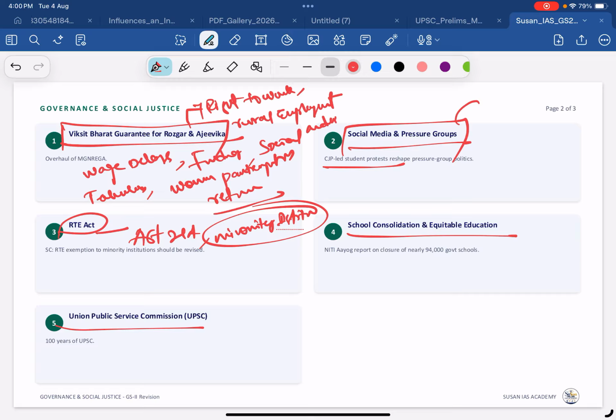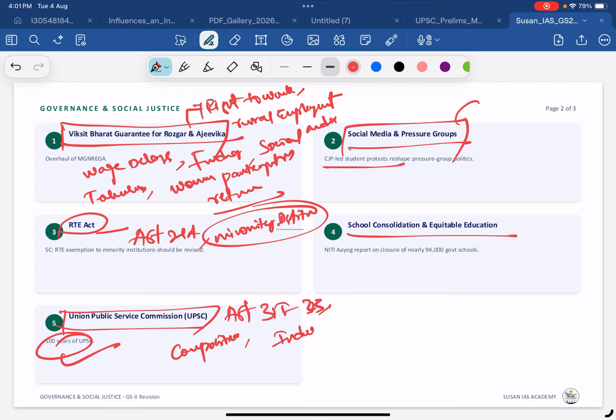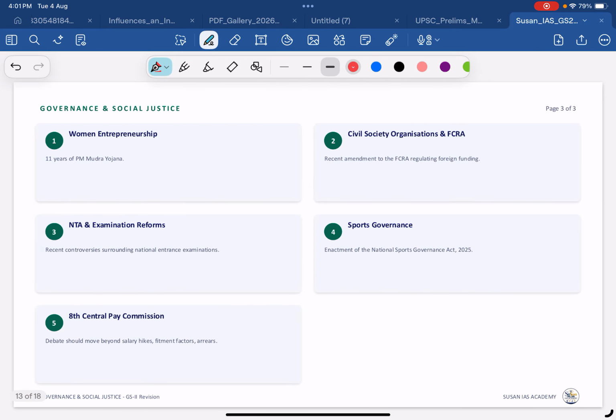Right. And then UPSC also, 100 years of UPSC. There can be an expected question on UPSC, Article 315 to Article 323, its composition, independence, right? Constitutional safeguards, challenges and examination reforms. One has to cover these here, right?